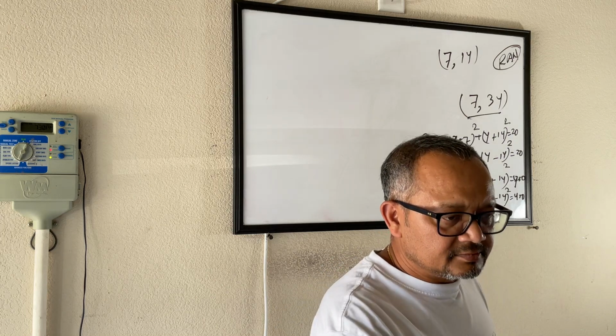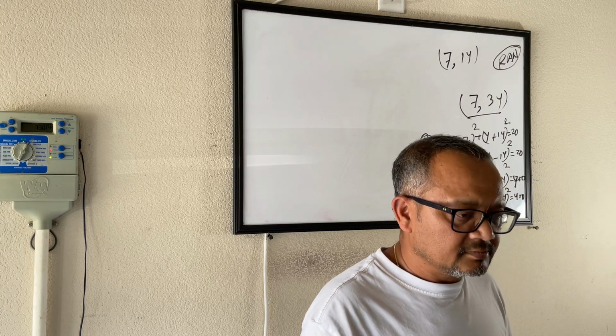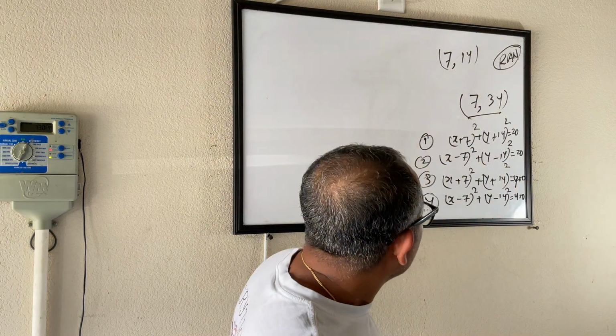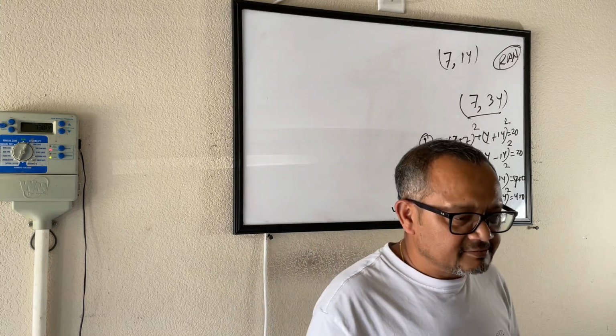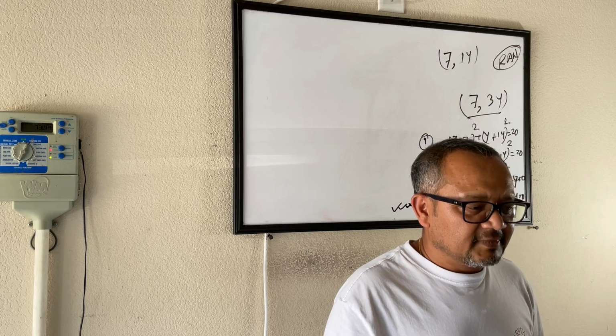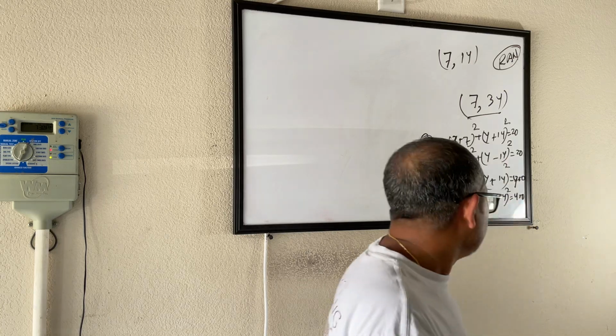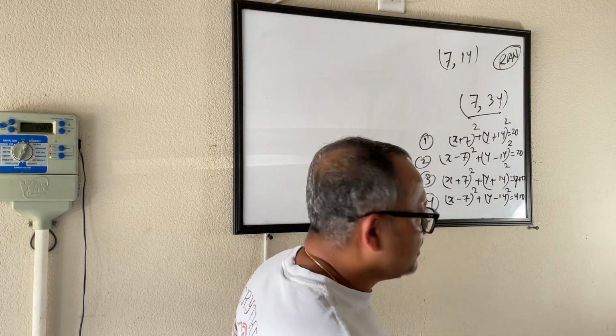So first I did 34 minus 14 to get the radius. You did 34 minus 14 to get the radius. Because that means the radius is 20. Then I got the formula for a circle. Give me a second.